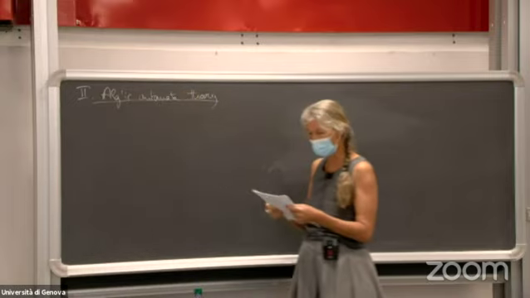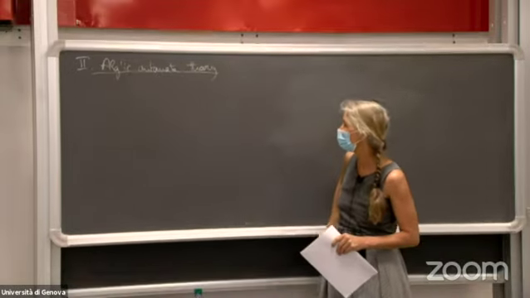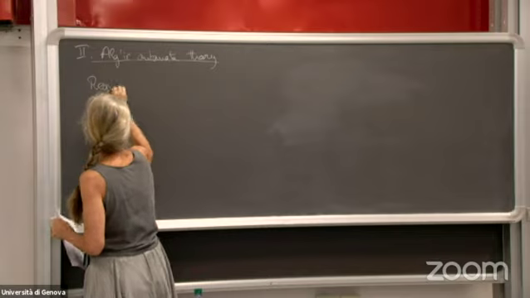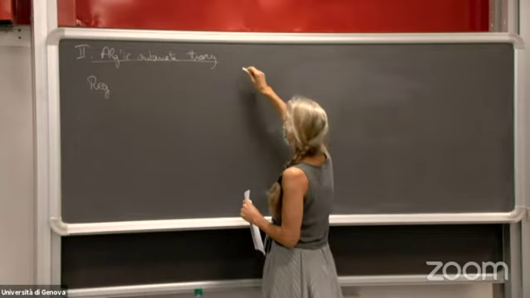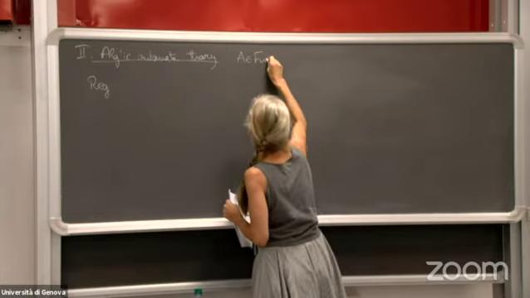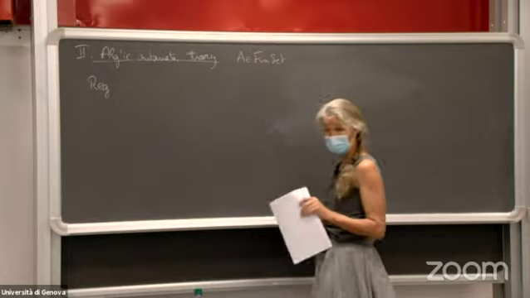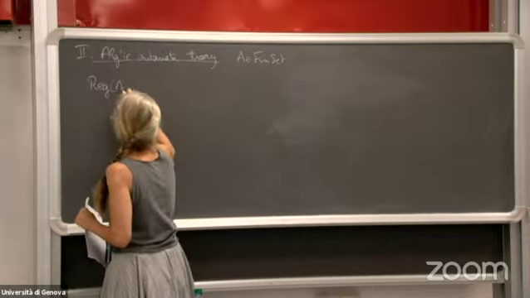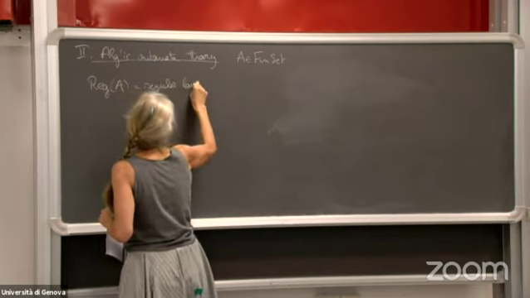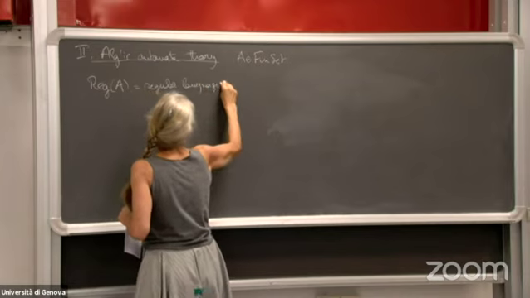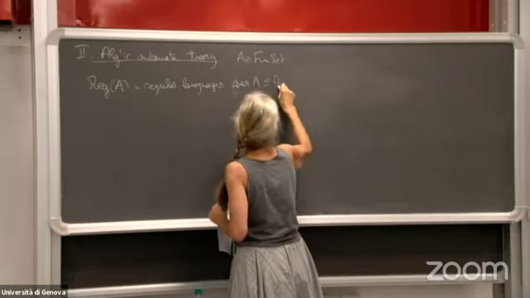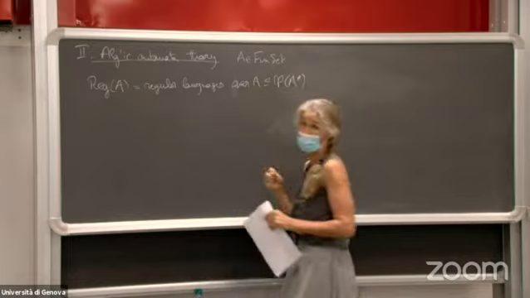And I don't know how much I have to say for this to make sense to you. So the basic object you study are what are called regular languages over an alphabet. Let's just say A is a finite set called an alphabet, and Reg(A) are the regular languages over A. This is a Boolean subalgebra of the power set of A star.